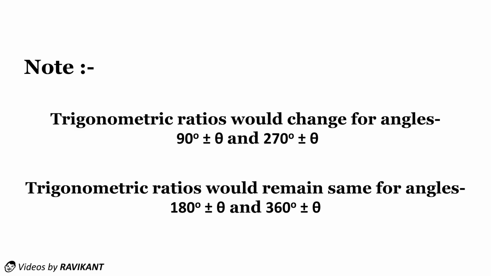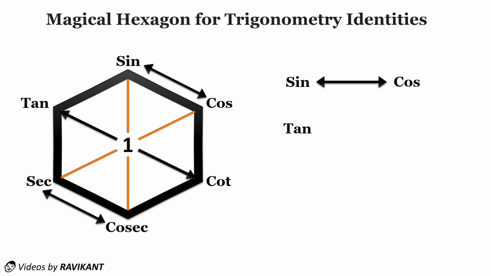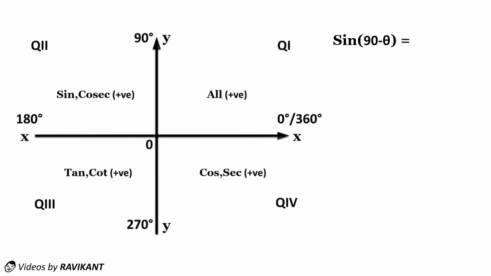So for angles 90 degree plus minus theta and 270 degree plus minus theta, sine will change into cos, tan will change into cot, sec will change into cosec, and vice versa. So when we have to change trigonometric ratios according to the angles, then we will use this concept. Now it's time to use these concepts. So for implementation of the concepts, we will solve the following questions.